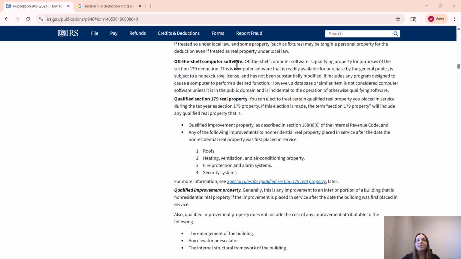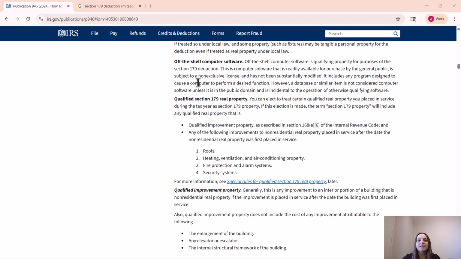Off-the-shelf computer software. That can be kind of confusing, because for a lot of people, you're like, well, that's intangible, right? And it is. But off-the-shelf computer software does qualify for Section 179. What it means by off-the-shelf is it's readily available for purchase by the general public. It is subject to a non-exclusive license, and it has not been substantially modified.